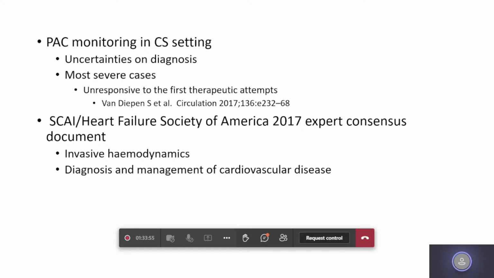There is not a lot of evidence, but intuitively, Swan-Ganz monitoring in cardiogenic shock may be helpful when there is uncertainty about the diagnosis. It may be useful in more severe cases which are unresponsive to the first therapeutic attempts. And the Heart Failure Society of America expert consensus in 2017 was that invasive hemodynamic monitoring is helpful, and it should be done as a standard of care for the diagnosis and management of cardiovascular disease in these patients of heart failure.